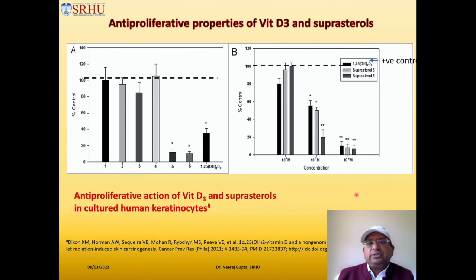Now, in one experimental study, human keratinocytes were treated with different types of suprasterols, where suprasterol 5 and 6 demonstrated anti-proliferative property. This slide shows percentage of cell growth as compared to controls. Here it can be seen that suprasterol 5 and 6 have significantly affected the growth of keratinocytes. The vitamin D shown here is taken as positive control.